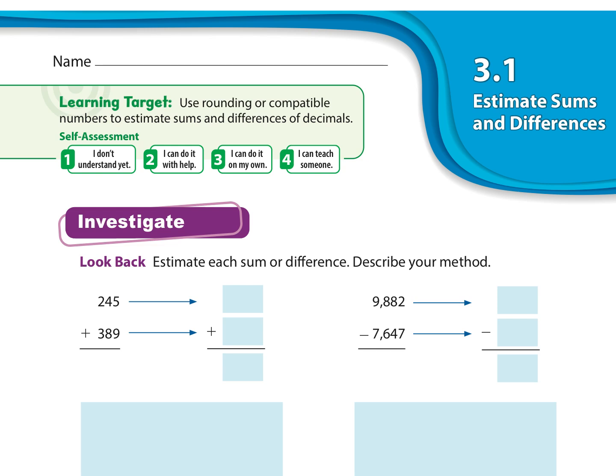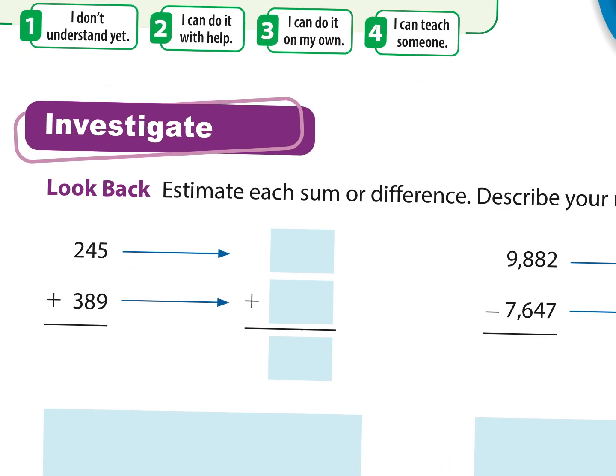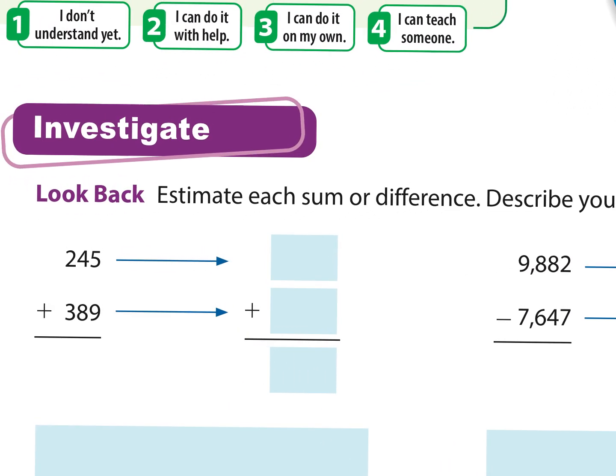Okay, when I estimate, you get to choose how you estimate, which means you get to choose how you round. So when I'm looking at 245 plus 389, what could I round 245 and 389 to make them easier so that it's easier to solve for an estimated sum? What would you maybe round these to? Yes. 250? 390.